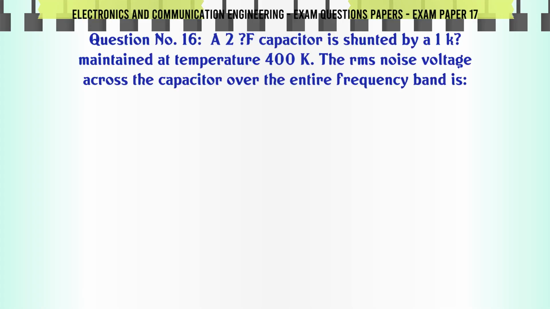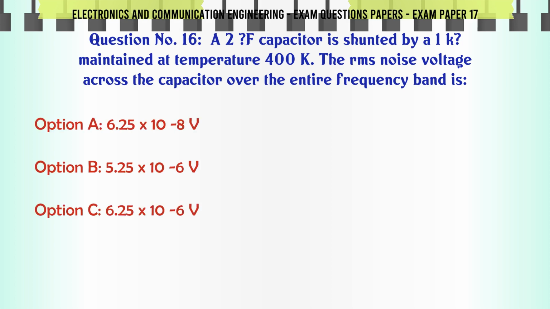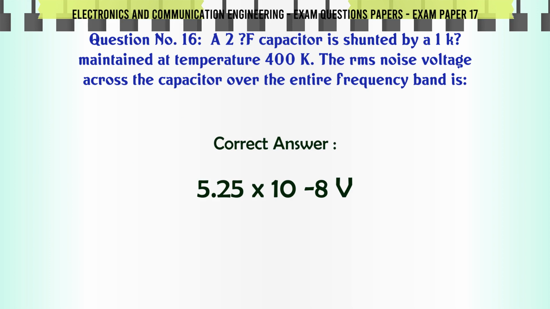A 2 µF capacitor is shunted by a 1 kΩ resistor maintained at temperature 400 K. The RMS noise voltage across the capacitor over the entire frequency band is A. 6.25 x 10^-8 V, B. 5.25 x 10^-6 V, C. 6.25 x 10^-6 V, D. 5.25 x 10^-8 V. The correct answer is 5.25 x 10^-8 V.